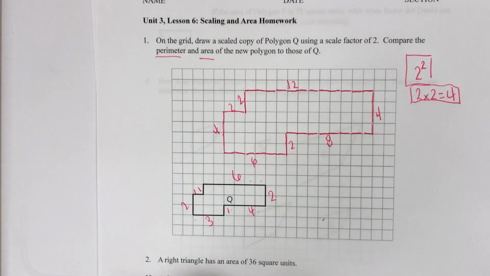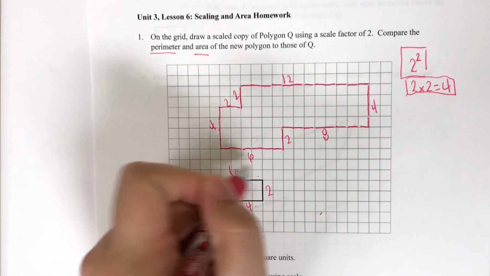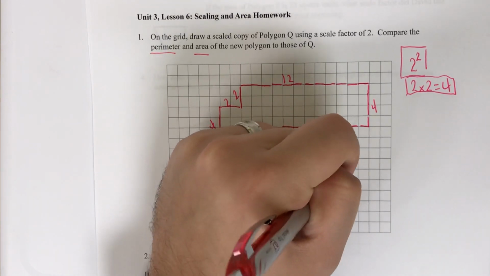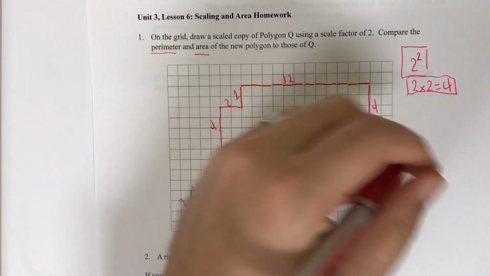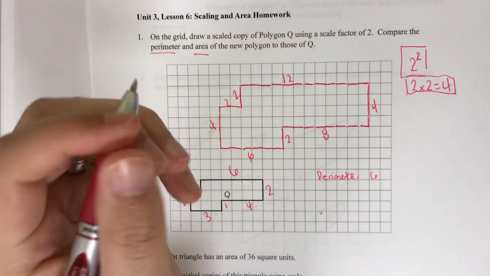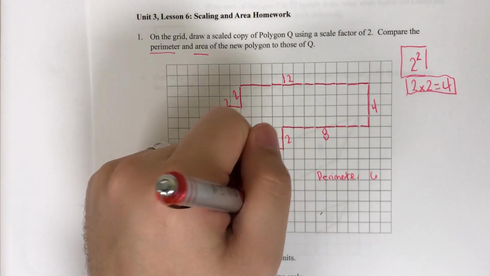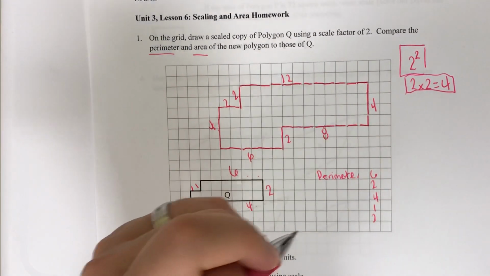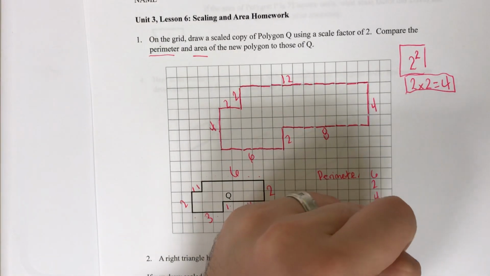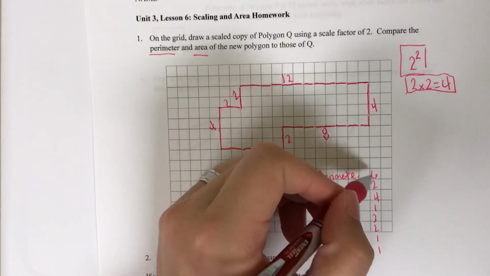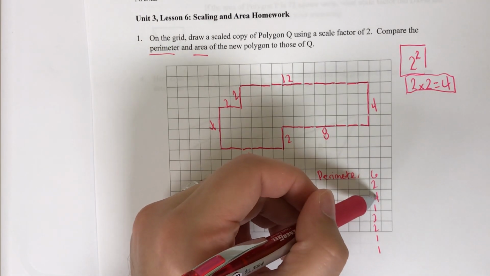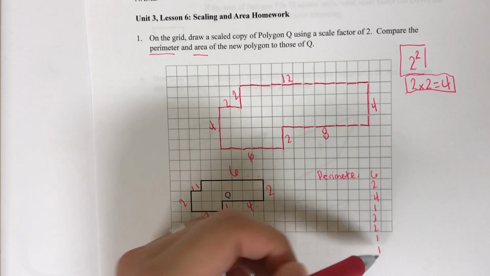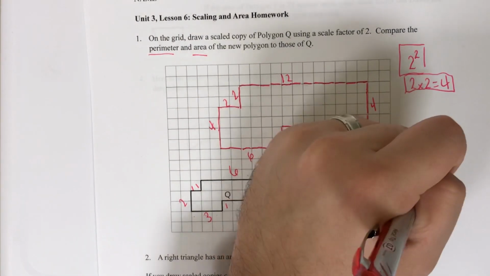So we're going to compare the perimeter. To find the perimeter, remember, we add all around. So to find my perimeter, I'm going to take 6 plus 2 plus 4 plus 1 plus 3 plus 2 plus 1 plus 1. 6 plus 2 is 8, plus 4 is 12, 13, 14, 15, 16, 17, 18, 19, 20. So we know the perimeter to be 20 units.